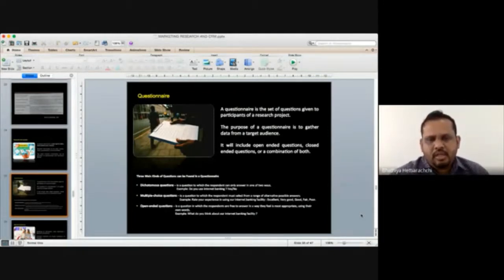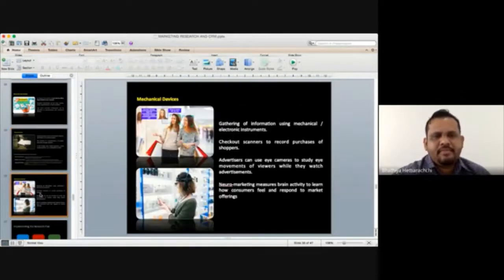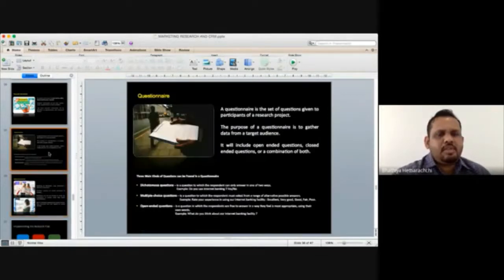So these three types of questions can be used in your questionnaire: dichotomous questions, multiple choice questions, and open-ended questions, right? And how you analyze the responses to these three types is also pretty different, right? So therefore you have to be very careful when it comes to analysis, right? So this is about questionnaires.